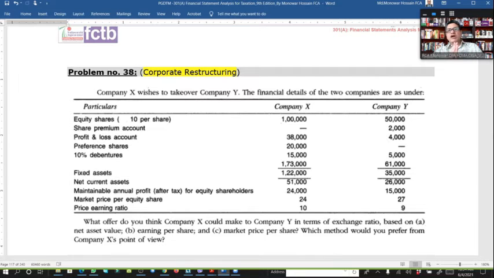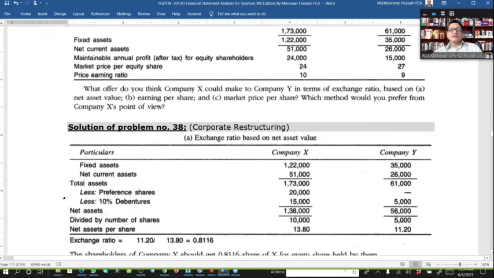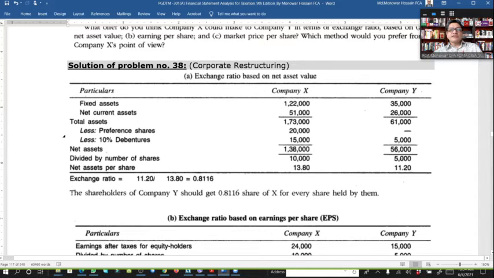If one company wants to acquire another company, how do they exchange, how do they purchase, and what would be the purchase price of that company? So look here, how the total purchase amount can be calculated. Number one, 0.8116. If we multiply by the number of shares, 5,000, the total value would be that of company Y.